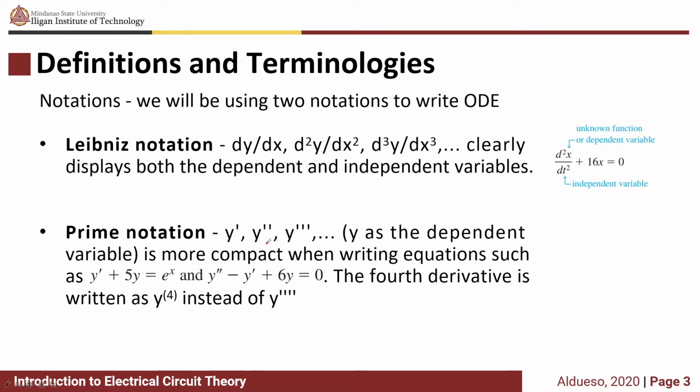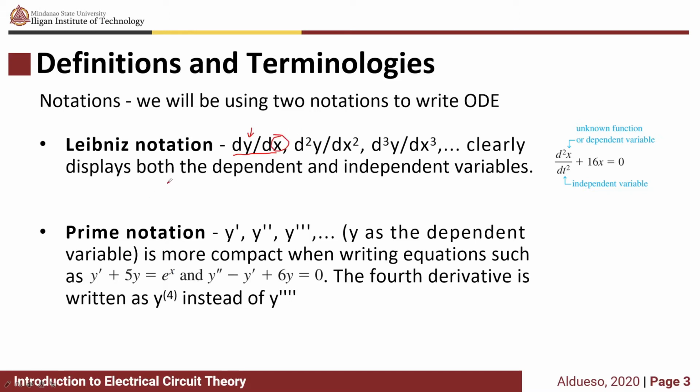First, let's talk about notations in writing differential equations. We have Leibniz notation. So we have dy over dx. For the second derivative, we have d squared y over dx squared. We have the third derivative, so on and so forth. The Leibniz notation clearly displays both the independent and dependent variables. So in this case, our dependent variable is y. Our independent variable is x.